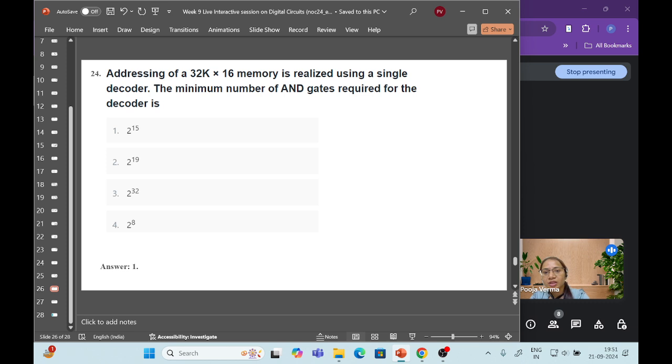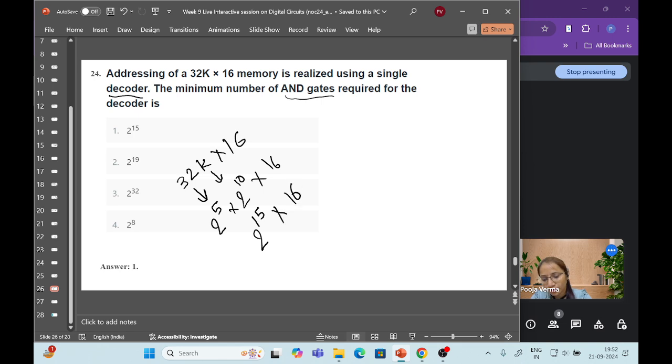The next question is also related to this. The addressing of the 32K into 16 memory is realized using a single decoder. Here they have used the decoder. What is the minimum number of AND gates required for the decoder? If we solve it, it is 2 to the power 5 and K is 2 to the power 10, already we know that, and it is 16, right? So it is 2 to the power 15 into 16.